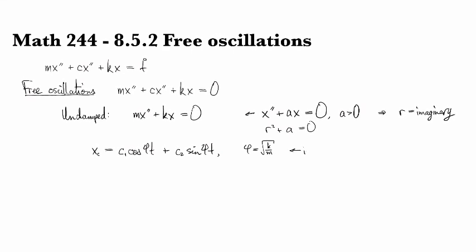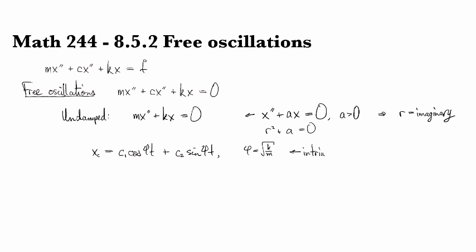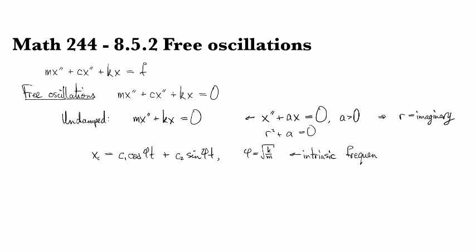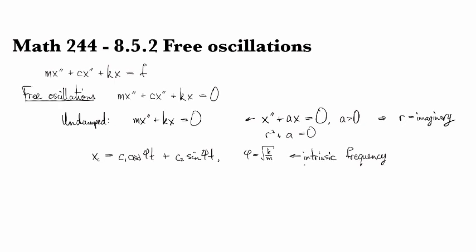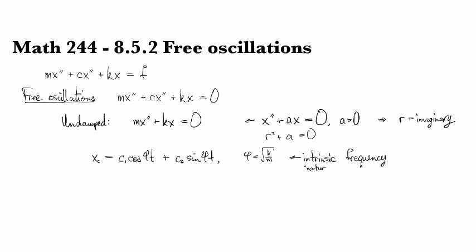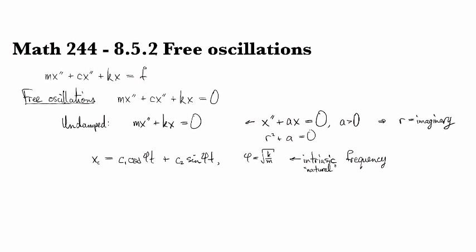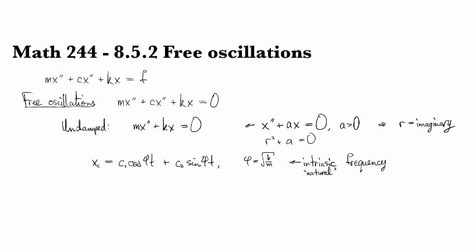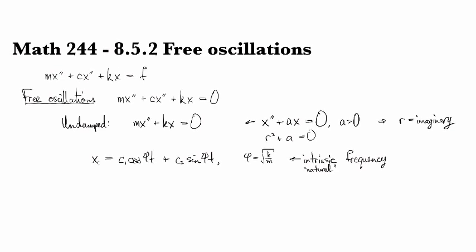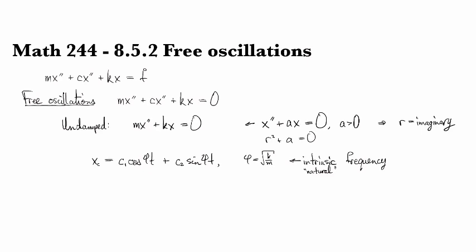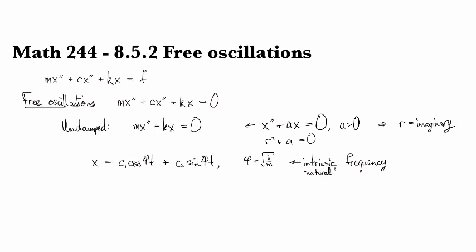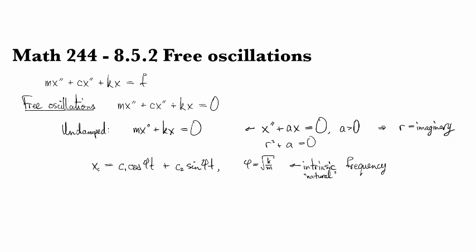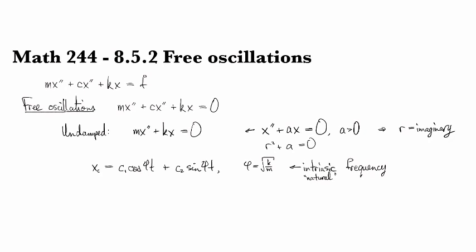This is called the intrinsic frequency, or natural frequency. In other words, this is the frequency your spring is bouncing around at if it's just left to its own devices. You give it some initial conditions, like an initial slap, or you pull it back and let it go, something like that, and then you watch it bounce around. This is the frequency it'll bounce with.